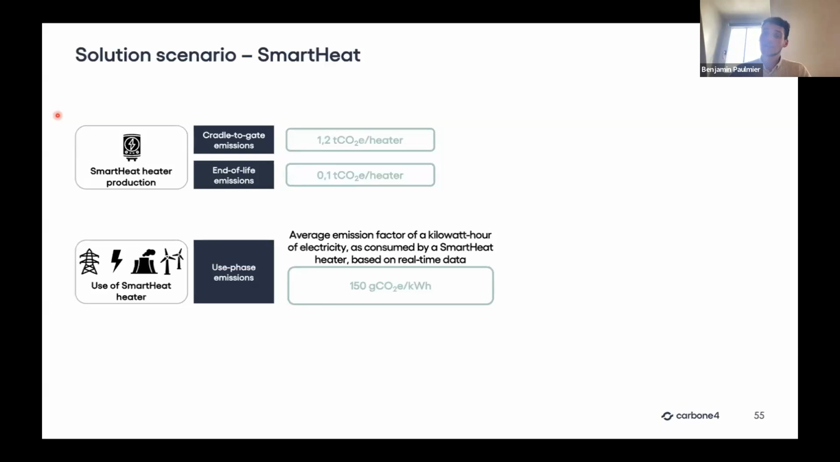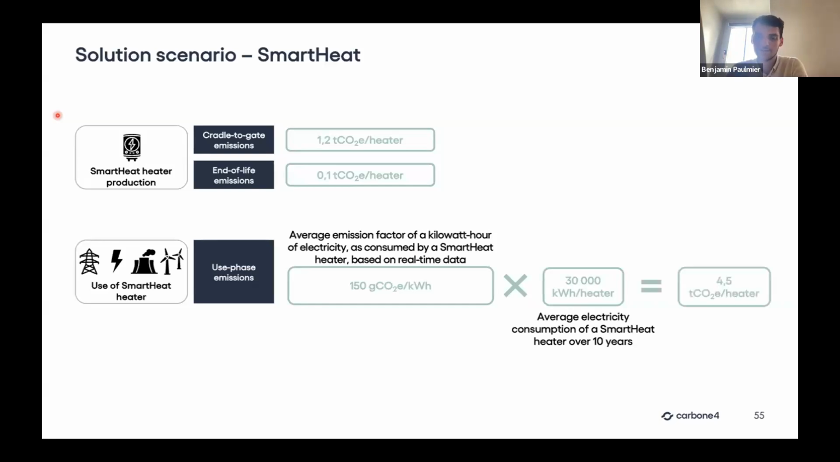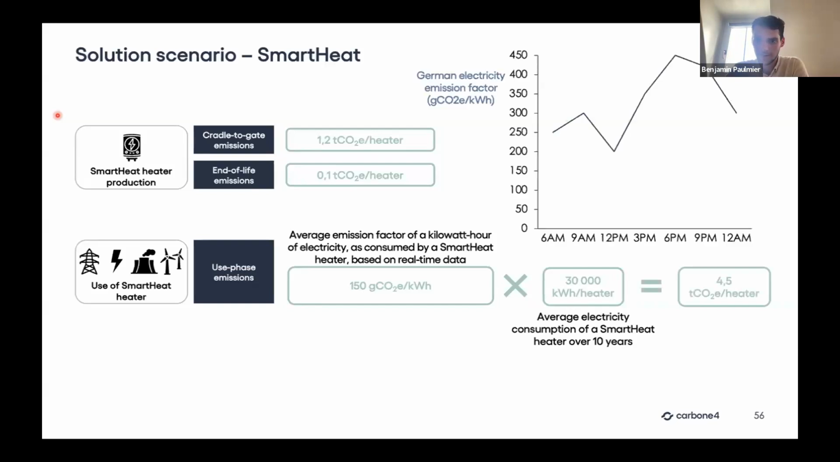Smart Heat can use a lower emission factor thanks to the real-time nature of the electricity consumption data that they have, and simply prove that electricity was pulled from the grid by Smart Heat heaters at times where the emission factor was lower. We can cross this Smart Heat specific emission factor with the average consumption of a Smart Heat heater over 10 years, which again, thanks to the data they collect, is precise and is known as 30,000 kilowatt hours per heater. And we get 4.5 tons of CO2 per heater over 10 years.